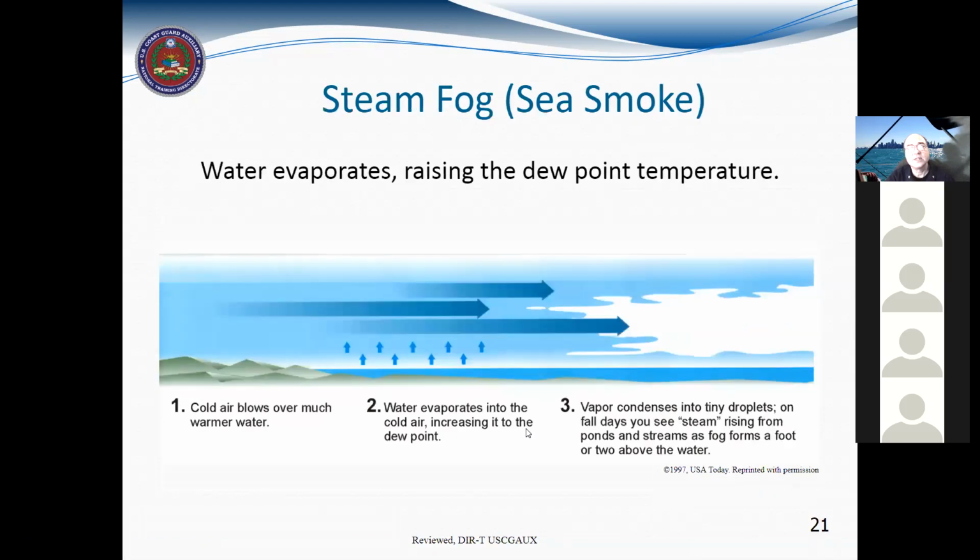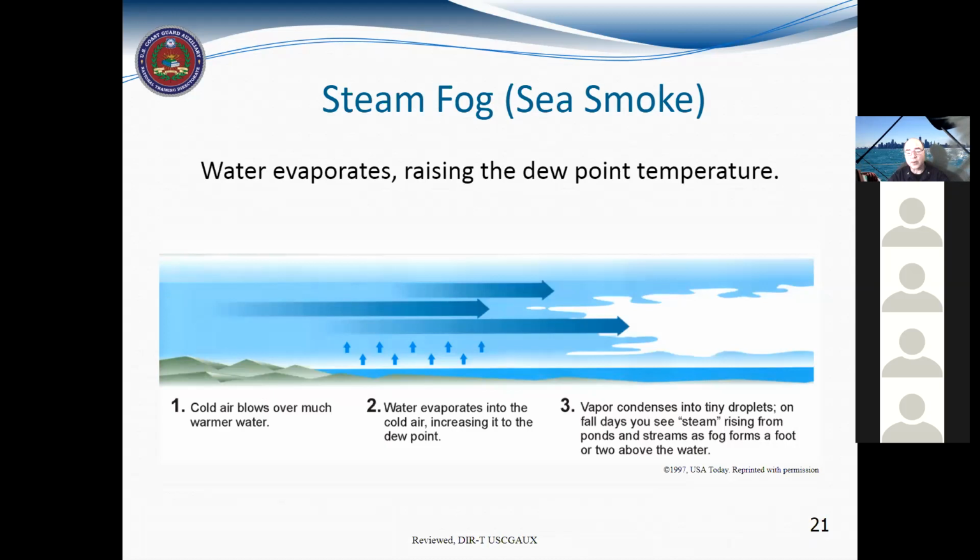Where were we? Steam fog. What's steam fog or sea smoke? Well, water evaporates, raising the dew point temperature. So the sea, you have the sun hit it. That energy adds to the water in the sea. That warms it, so the water starts evaporating. So number one, cold air blows over much warmer water.